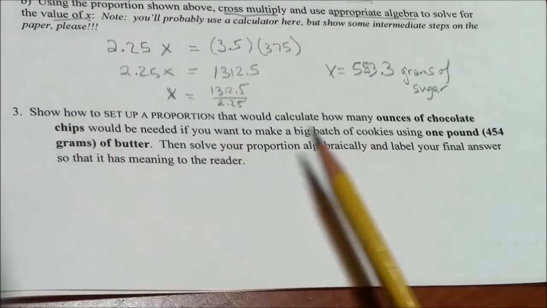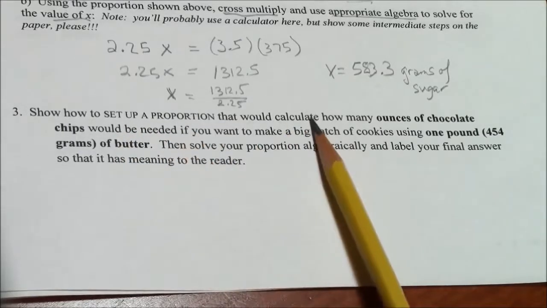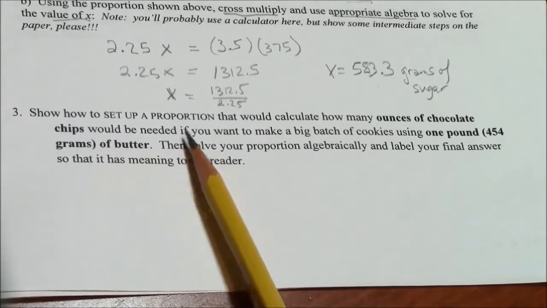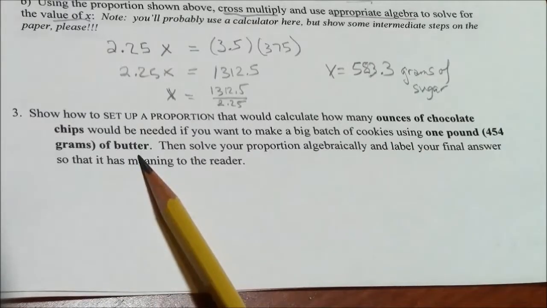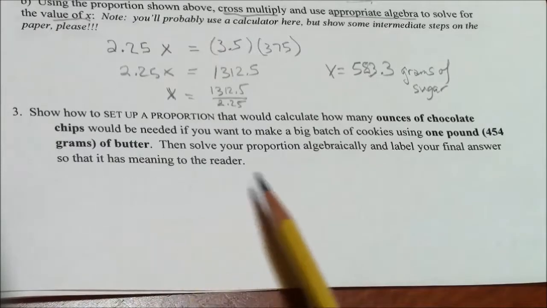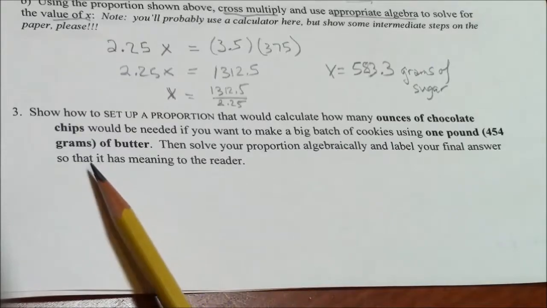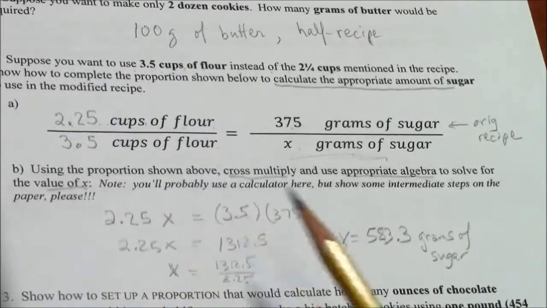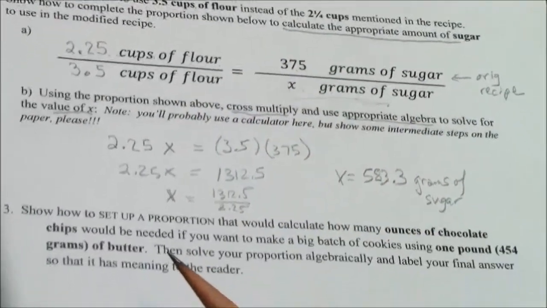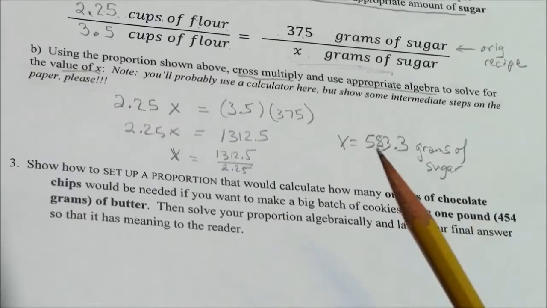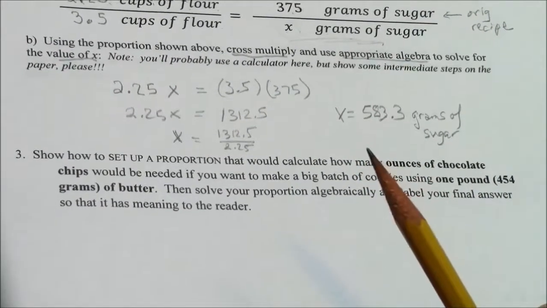This last question on the page doesn't have any template, so it's asking you to set up your own proportion to calculate how many ounces of chocolate chips would be needed to make a big batch of cookies using a pound of butter. So once again, you try to set up a proportion on your own before you copy me. Make sure in your proportion that every value has a label. These are not just numbers, they are representing, for example, ounces of chocolate chips and should be appropriately labeled in the proportion.